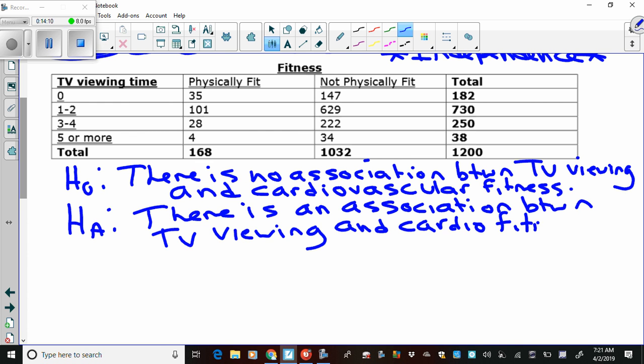So I'm not going to give you guys to actually try this one, but I'll leave an answer key so you can see that you run it exactly like you run a test for homogeneity. The only difference were the hypotheses.